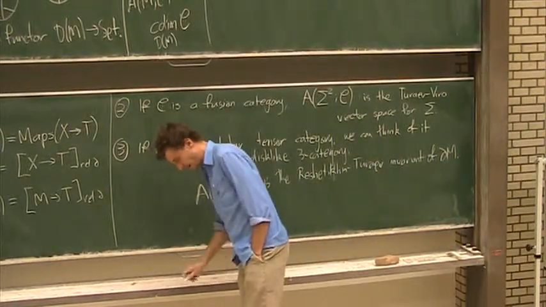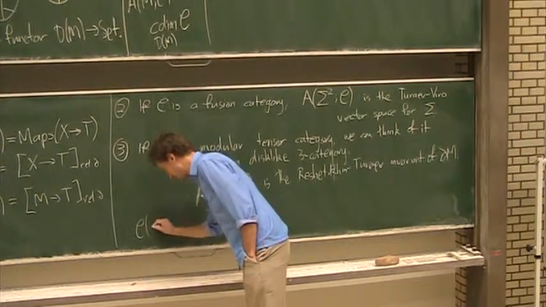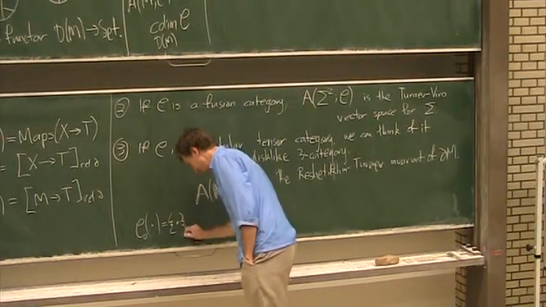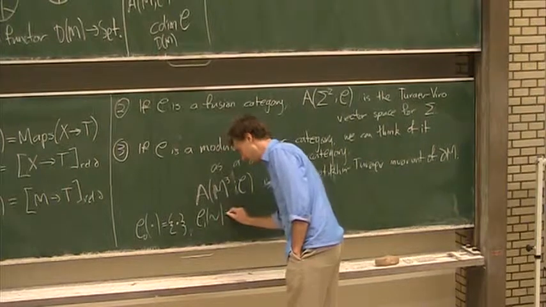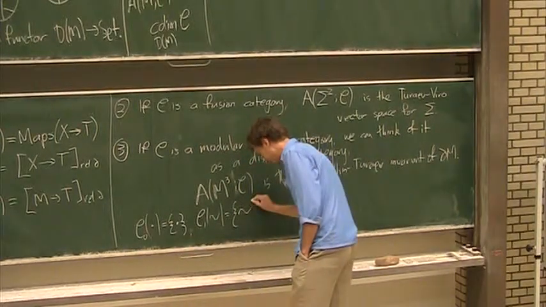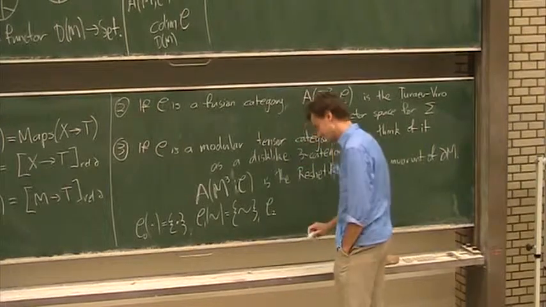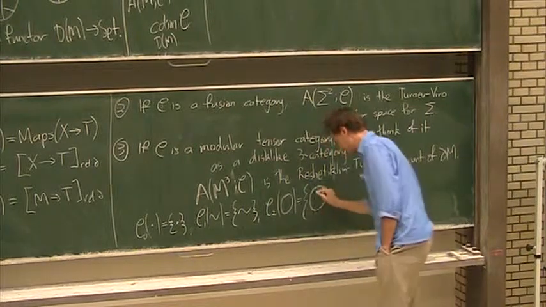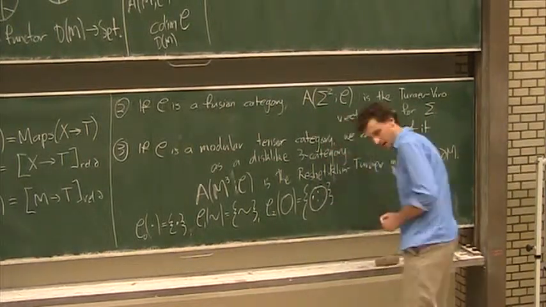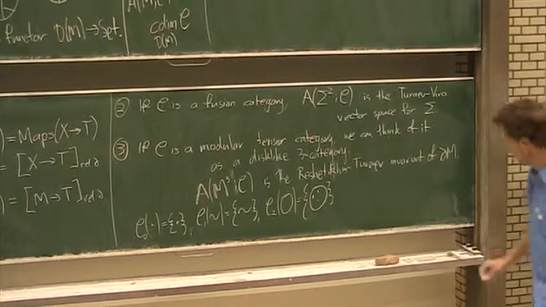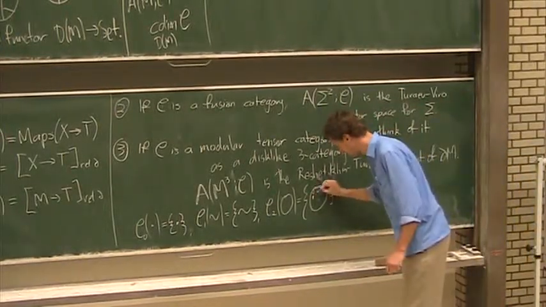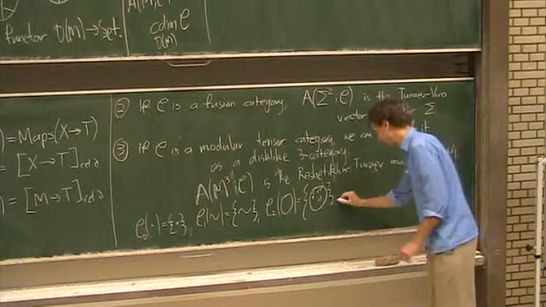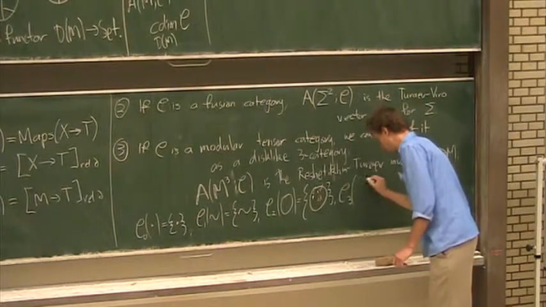I need to tell you C0 of any one ball, of any zero ball, is just a singleton set containing that one ball. C1 of any interval is the singleton set containing that interval, boring at the bottom. C2 of some disk is the collection of finite subsets of that disk, with the points labeled by the simple objects of the modular tensor category. And C3 of some three ball.